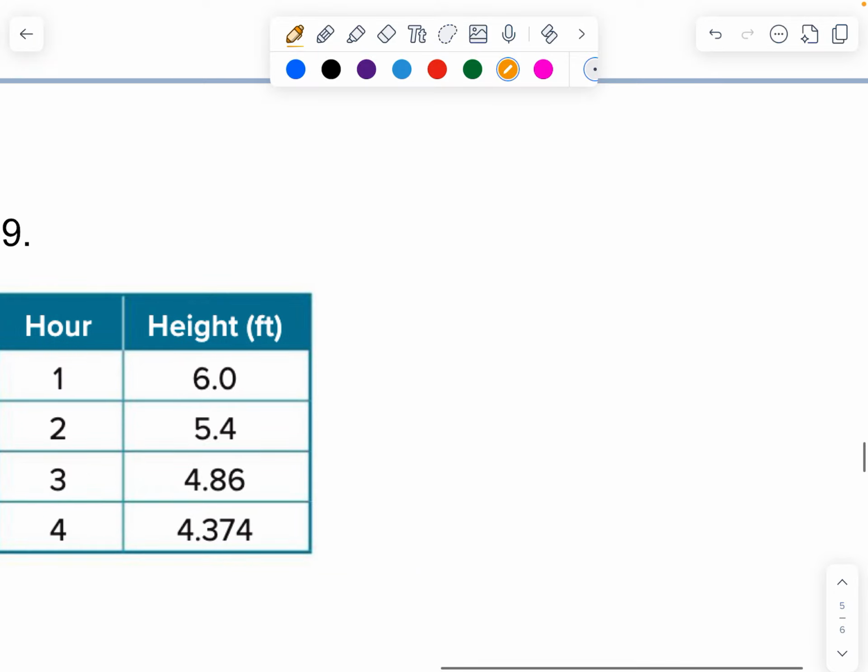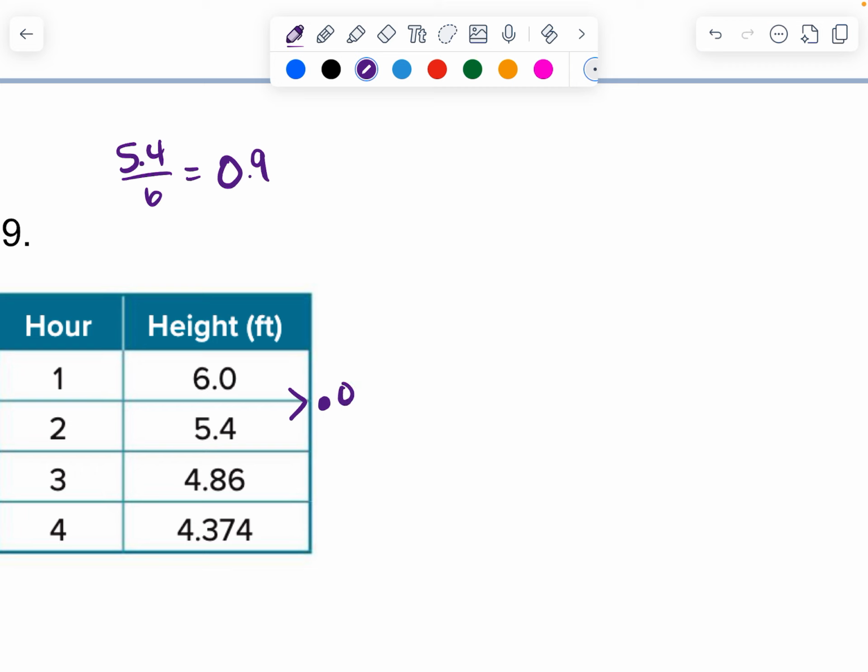This one. This is going down by 0.6. That's definitely going down by more. So that means I need to do 5.4 divided by 6. That's going to get me 0.9.